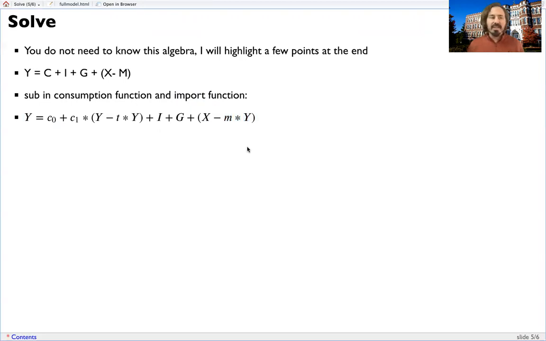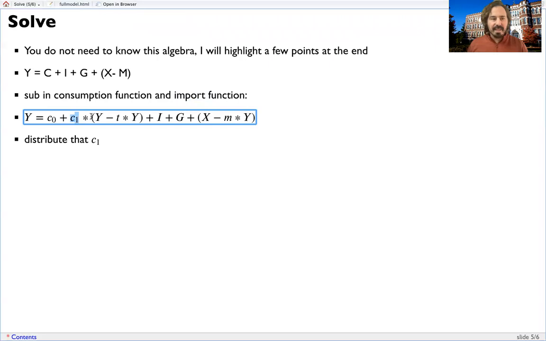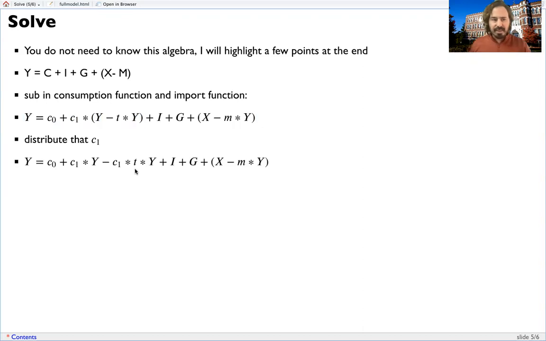Now remember what we've got to do. We've got all these Y terms on the other side and we've got Y over here. So we've got to get Y all onto the left side, right? So the first thing we've got to do is we've got this C1 times this whole parentheses here. So let's distribute that through, right? So we get C1 times 1 minus C1 times the tax rate times income.